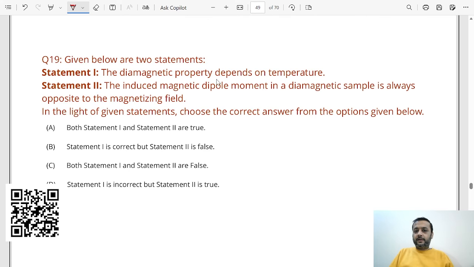The diamagnetic property depends on temperature. This is wrong because it is largely independent of temperature. It does not depend on temperature. Paramagnetic property, however, depends on temperature.